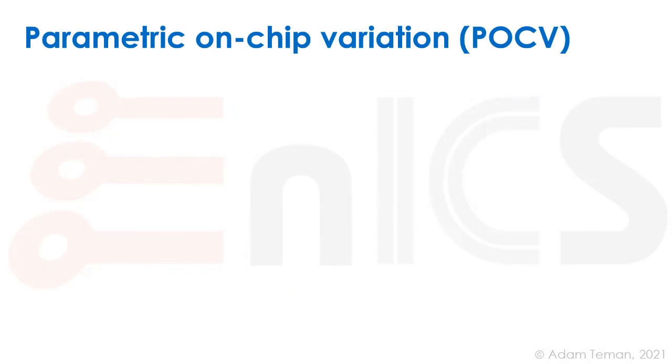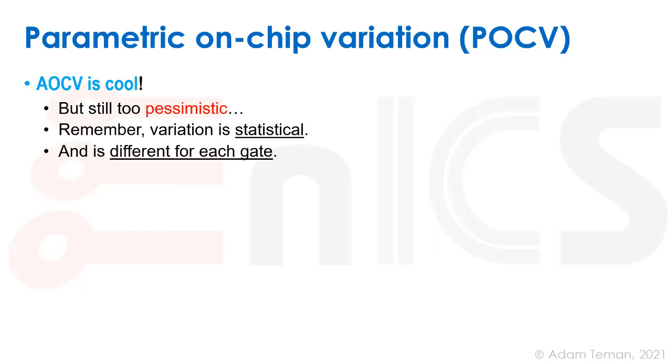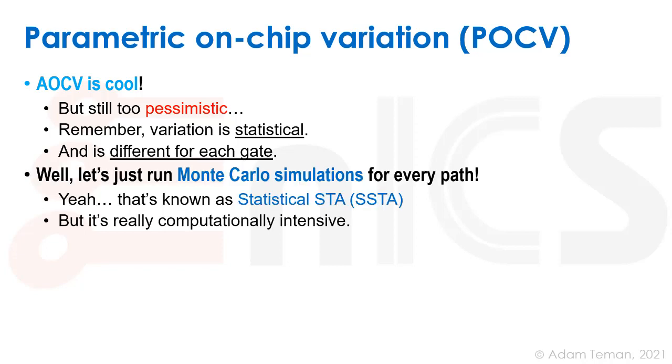But again, that wasn't enough, and that's why we got to POCV, or parametric on-chip variation. So AOCV is really cool. It does reduce a lot of the pessimism, but it's still not accurate, and it's still very pessimistic. And remember, the variation is statistical, and it's really different for each gate. And what AOCV is doing is actually counting the number of cells there are on a path, and it's not really relating to each gate how different it is from each other.